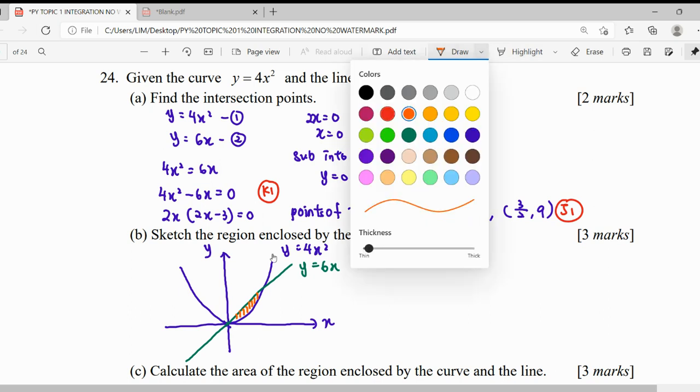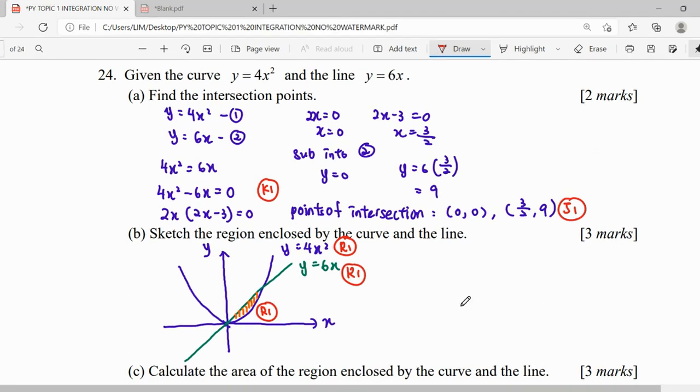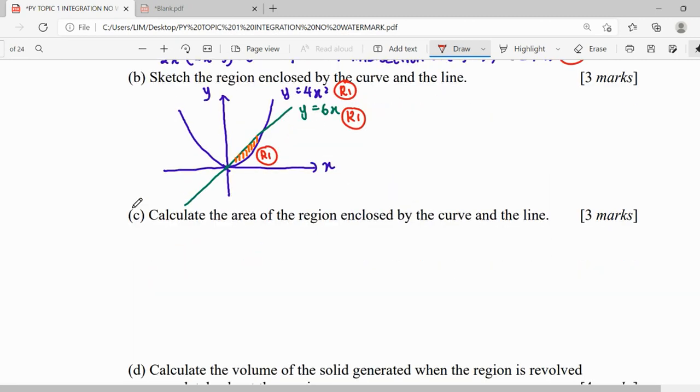So how do we get these 3 marks? Of course, the first mark is drawing our quadratic. So 1 mark for our quadratic, 1 mark for our line, and 1 mark for our region. This is how we get our 3 marks. And then we continue with part C.